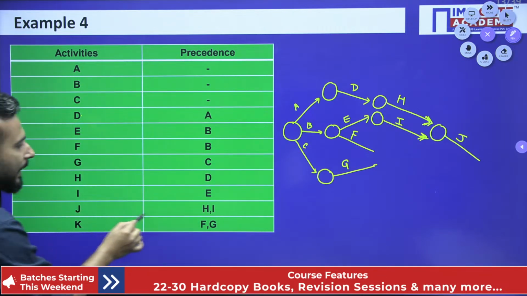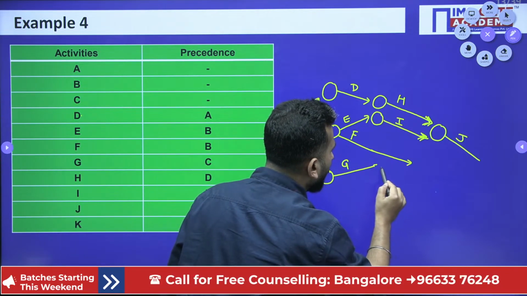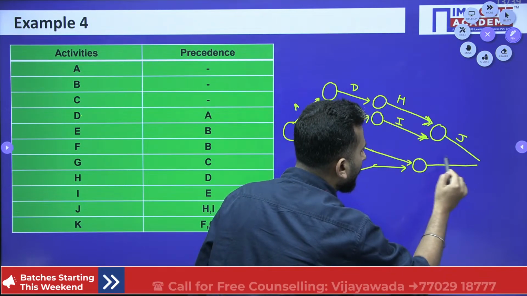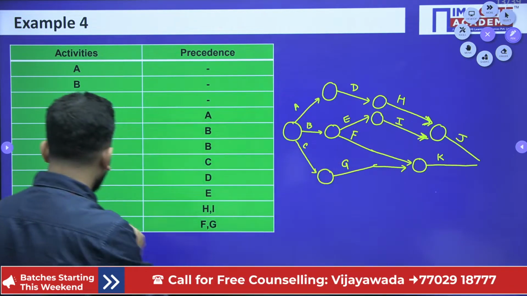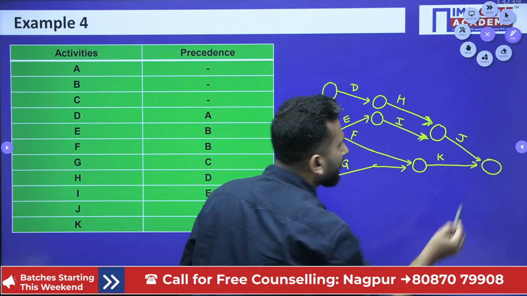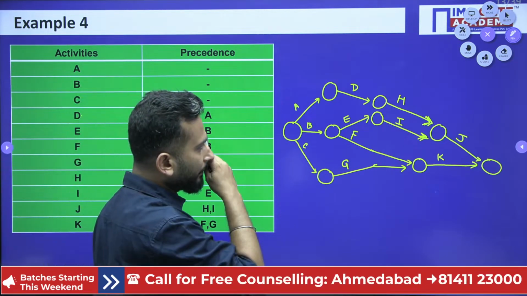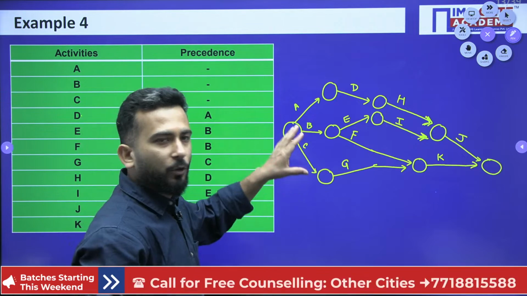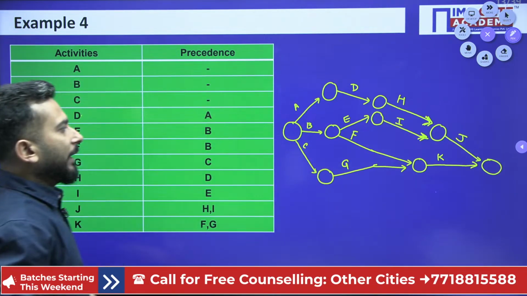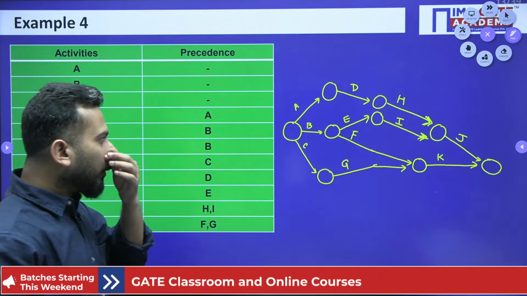And K is having F and G. So this is F, this is G. I have to end it, and then K is there. Now this is the end. So finally you can merge them in the single final event, right? So I have drawn it in a very short way, but I hope you are able to see how I have drawn the network diagram. Fine. Now how to number it?